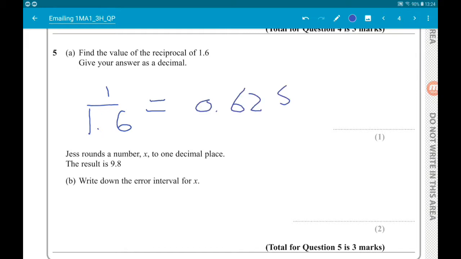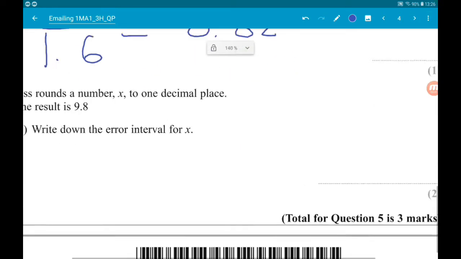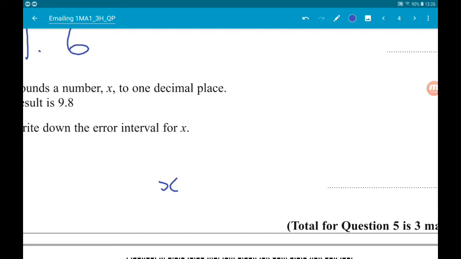Okay, then for part B, we round a number x to one decimal place. The result is 9.8. We want to write down the error interval for x. So my error interval stuff is down below. So if you've rounded to one decimal place, the bounds of your error interval are going to have two decimal places. So we're going to have x in the middle.